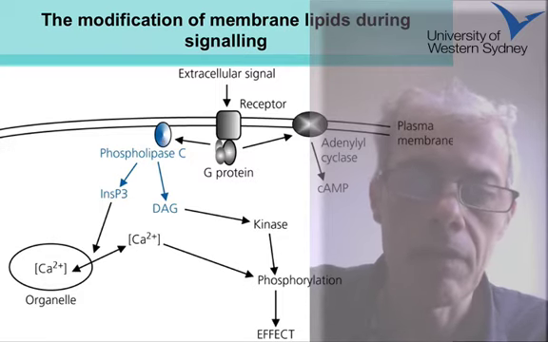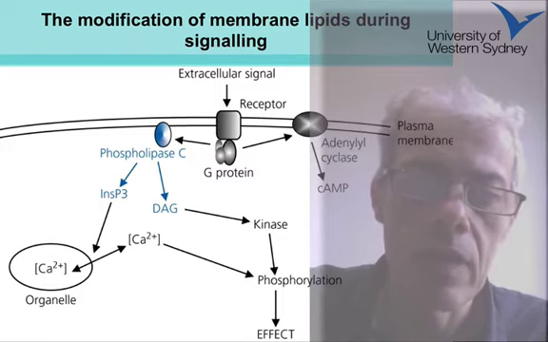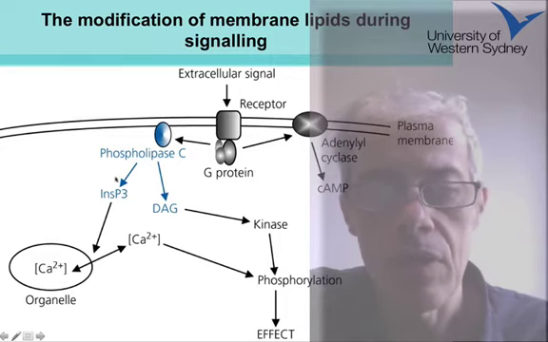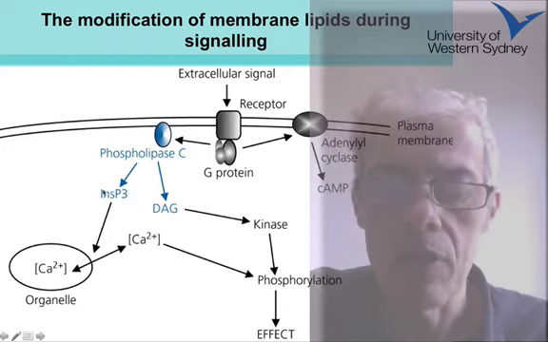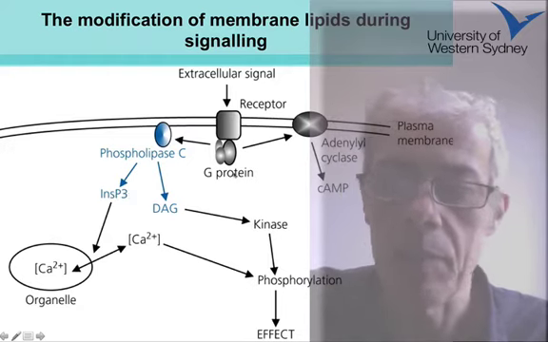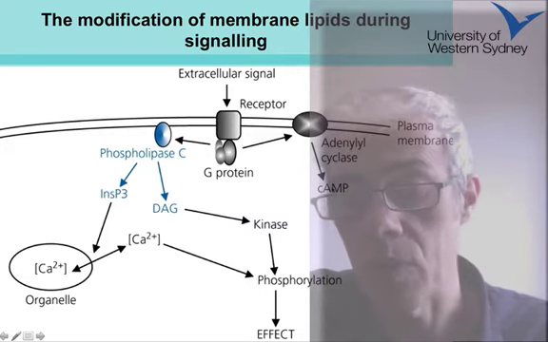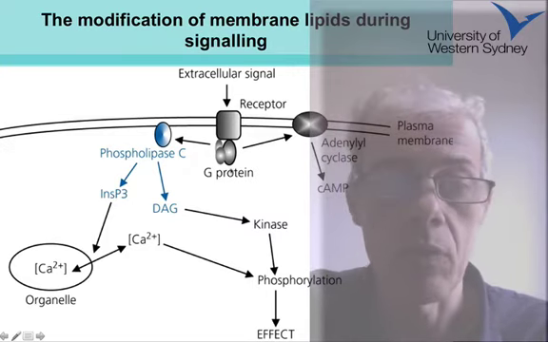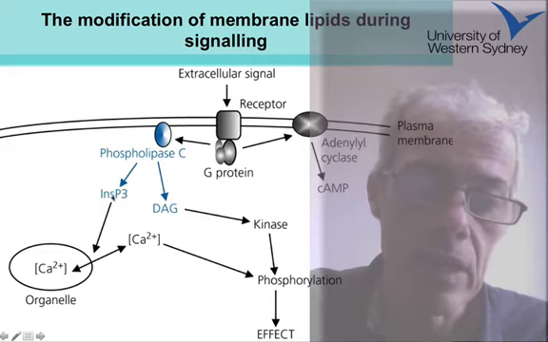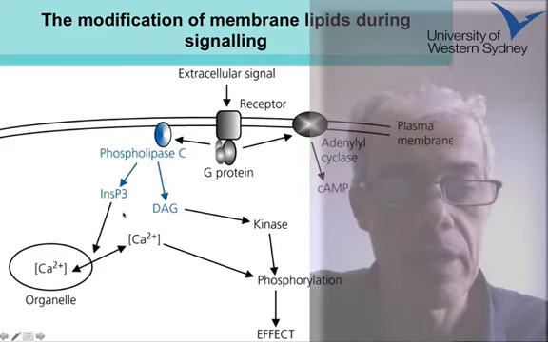Now, there's another form of this complex that can be involved in activating phospholipase C. And phospholipase C is an important enzyme activity because it gives rise to the IP3 molecule, which is an important second messenger, in the same way that cyclic AMP is an important second messenger. And later on we'll look at the role of IP3 in calcium signaling when we do the calcium lecture.